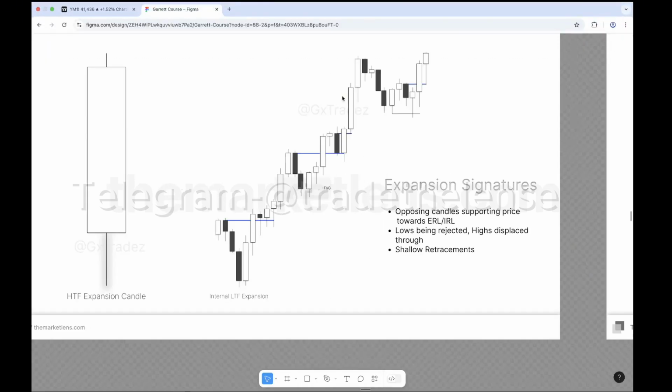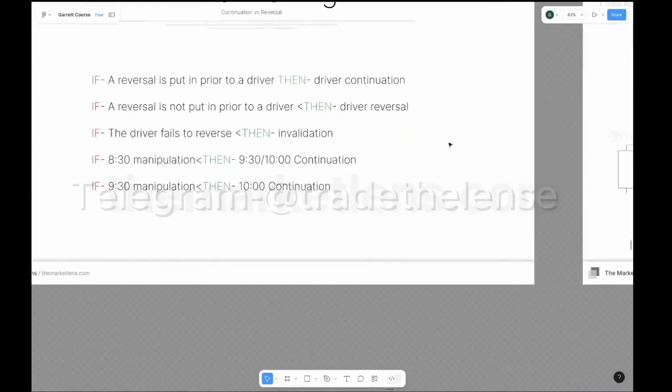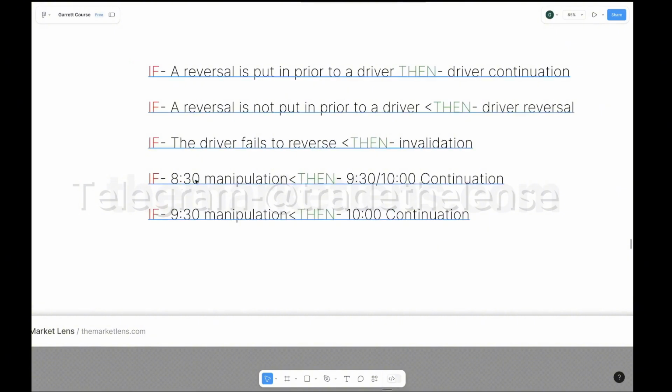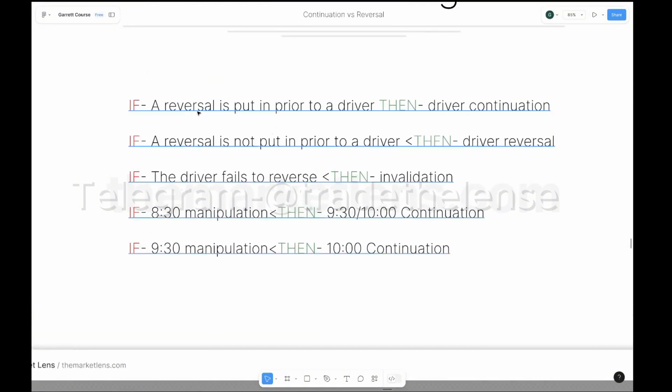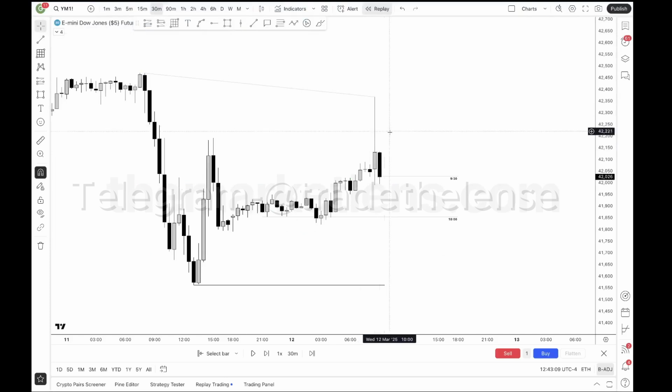So if you go to my Figma slides here, just with drivers, the if-then scenario, here's one. There's really two things here, right? If 8:30 manipulates, then 9:30 should expand. Now this is the same thing as this. If a reversal has been put in prior to a driver, the driver should continue, right? So a reversal has been put in prior to 9:30, right, which is a driver. So it should do what?